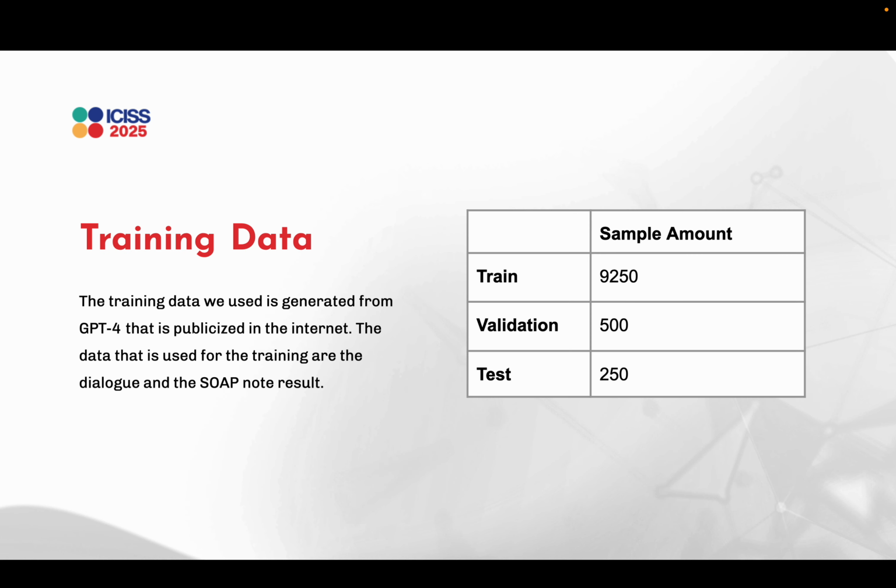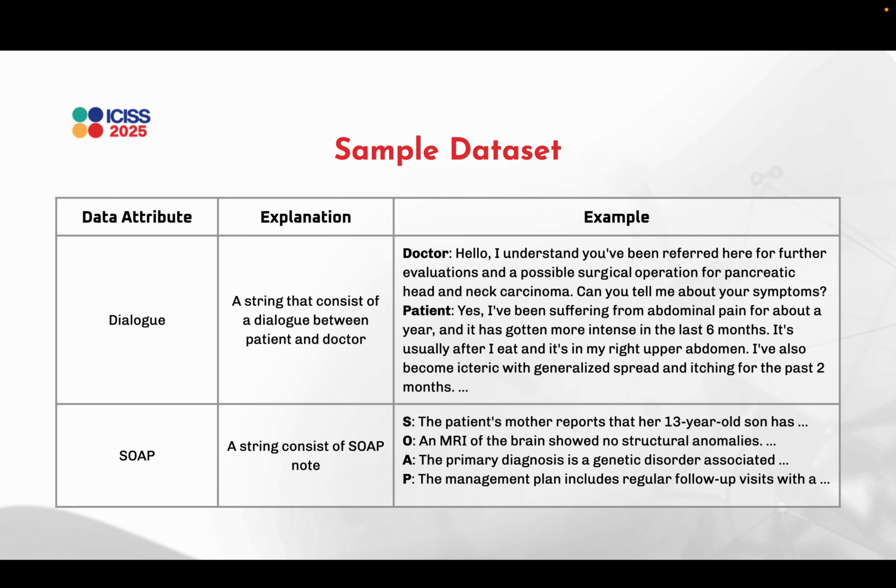As for how our dataset looked, there are two attributes. First is the dialogue, which is a string that consists of a dialogue between the patient and doctors, so their whole conversation. And then the SOAP note that corresponds to this dialogue.